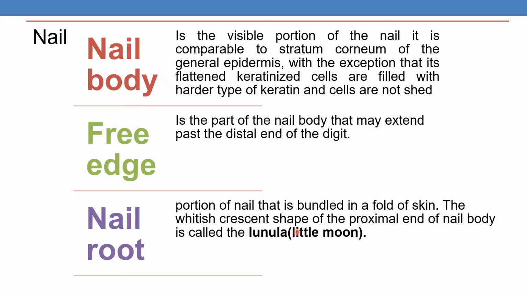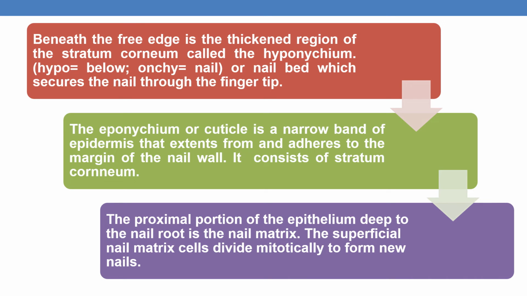The whitish crescent shape of the proximal end of the nail body is called lunula. In other words, little moon. Now, beneath the free edge is the thickened region of the stratum corneum called hyponychium. Hypo means below, onychi means nail. Hyponychium is also called the nail bed, which secures the nail to the fingertip.